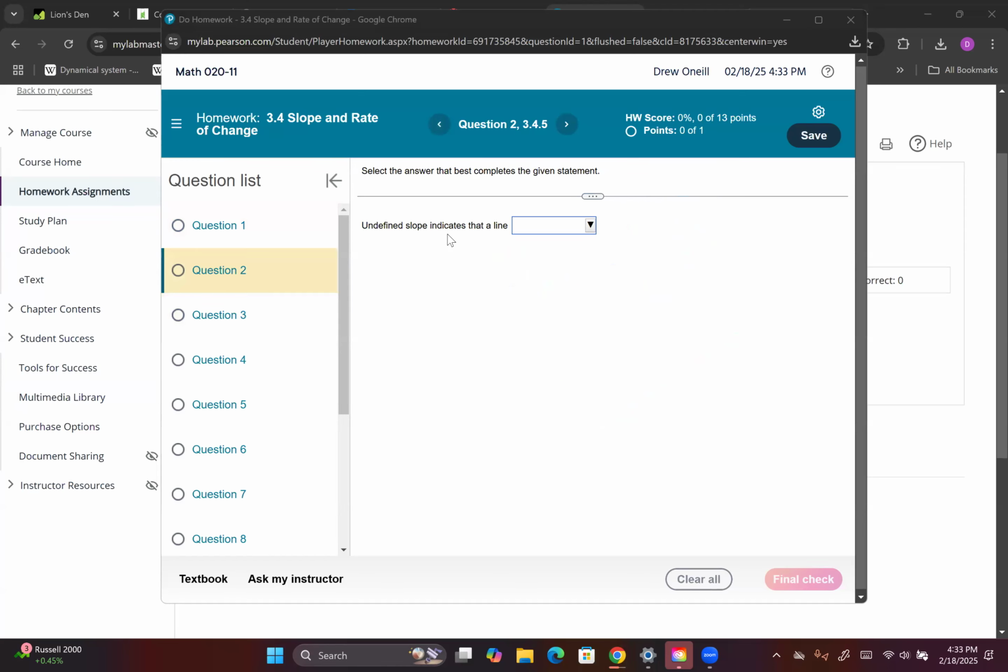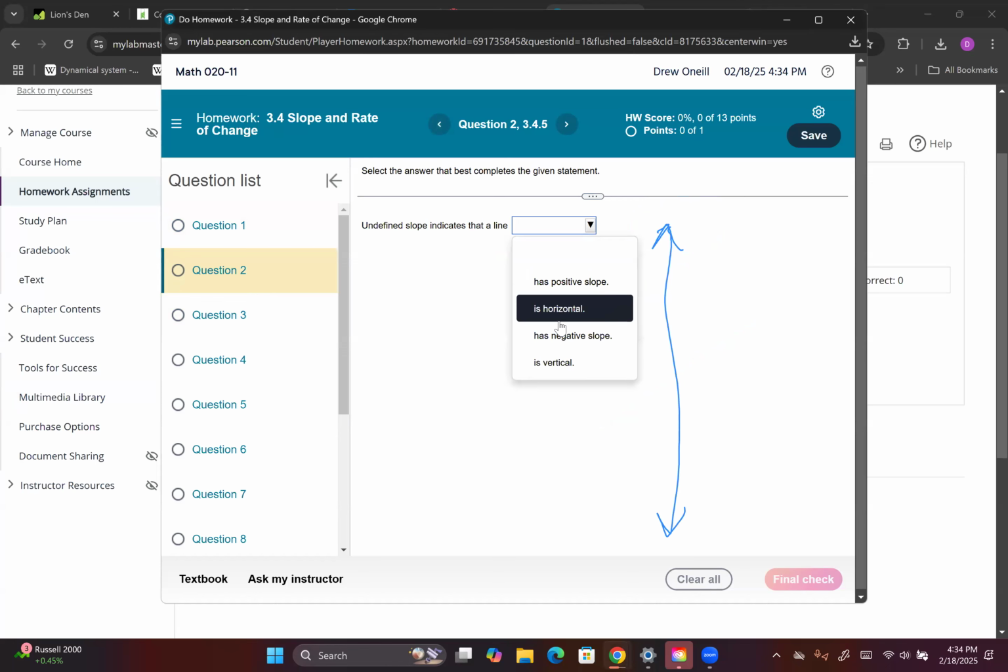Question two, undefined slope. Undefined is a tricky word, right? Undefined really means it's so steep that you can't even say anything about it. So that's a vertical line, and that's when x equals something. So it's vertical.